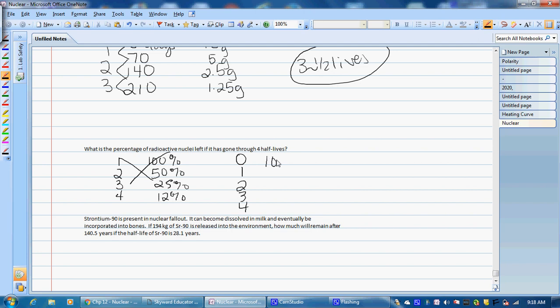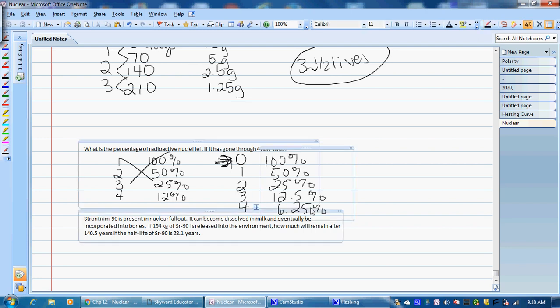So we would have 100% at 0, then we would have 50%, we would have 25%, we would have 12.5%, and so at 4 half-lives we would have 6.25%. So always remember you must start at 0, and I forgot that. So you always have 100% at 0.